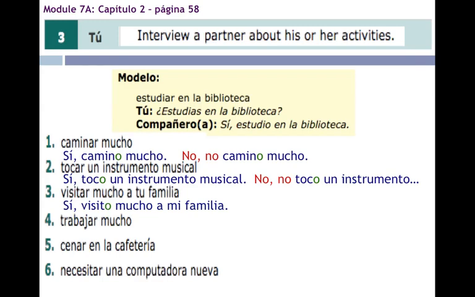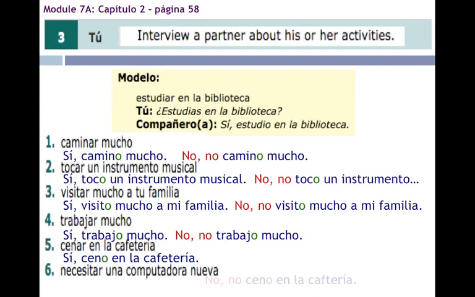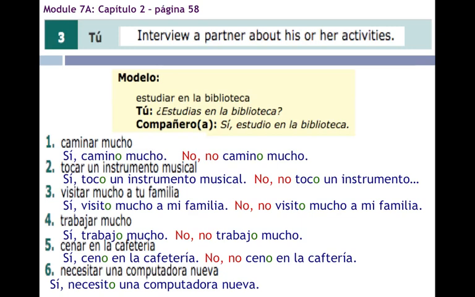Pregunta 4. ¿Trabajas mucho? Sí, trabajo mucho. No, no trabajo mucho. Pregunta 5. ¿Cenas en la cafetería? Sí, ceno en la cafetería. No, no ceno en la cafetería. Y número 6. ¿Necesitas una computadora nueva? Sí, necesito una computadora nueva. No, no necesito una computadora nueva.